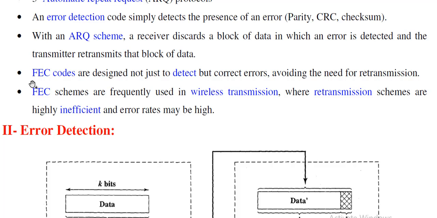So the FEC codes, the forward error correction codes, are designed not only to detect the error but also to correct the error in order to avoid the need for a retransmission. And this property is needed in wireless communication, because sometimes in wireless communications it is hard to automatically resend or retransmit the message.